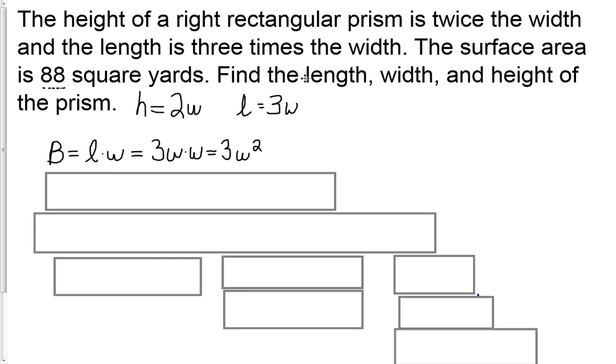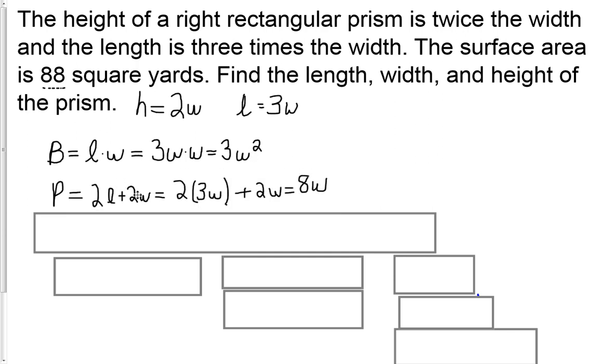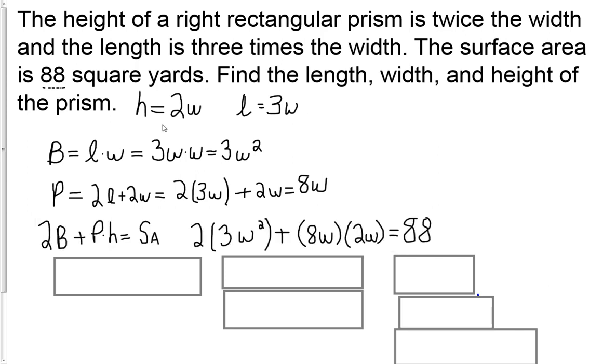So length times width, length is 3 width, so 3 width times width is 3 width squared. Perimeter, 2L plus 2W equals 2 times 3W plus 2W, 6 plus 2 is 8. So 8 width is our perimeter, 3 width squared is our base, and height we already have is 2 width, so plugging it in, 2 times base plus perimeter height equals surface area, it gives us 2 times the 3W squared we just found, plus 8W times 2W equals 88, right? They gave us the surface area.